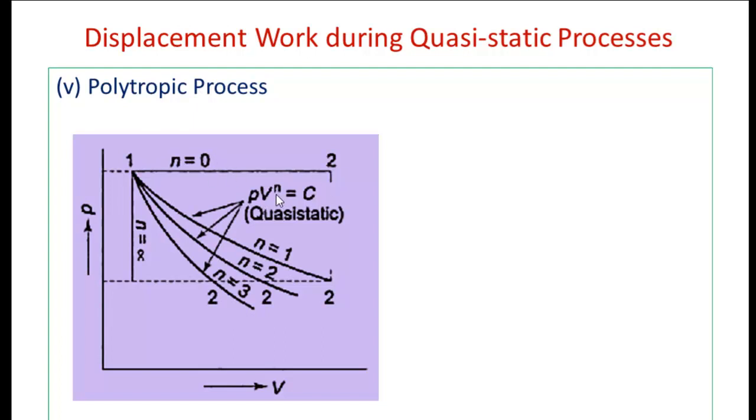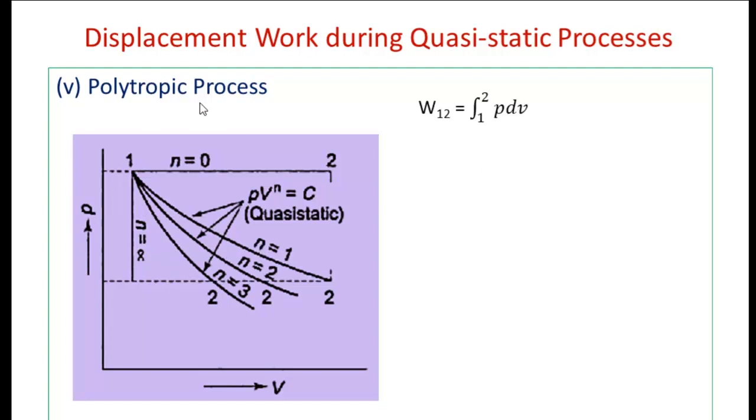If the value of n equal to infinity, then V is dominating compared to P, so I can say this is a constant volume process. So that is given here. In between 0 to infinity, let us say if the value of n equal to 1, then it becomes PV equal to constant, which is nothing but an isothermal process. That is given here. As the value of n keeps on increasing, the slope of the expansion curve is also going to increase. So we start with the initial state 1, and the end states of the expansion process are going to be different.